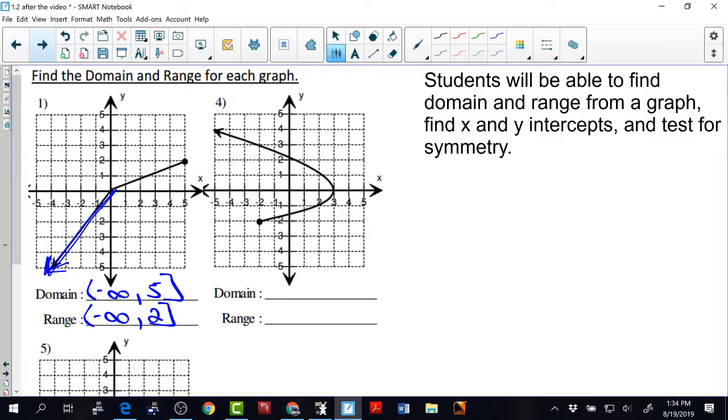On number 4, we're going all the way to the left. So -infinity, and the farthest right x value we use is 3. And it doesn't matter if you use the x values once, twice, 3 times, 10 times. If you use them once, we're going to include it. It doesn't matter that it's used more than once. The range, the lowest value is -2. And then we're going all the way up to infinity on this one.